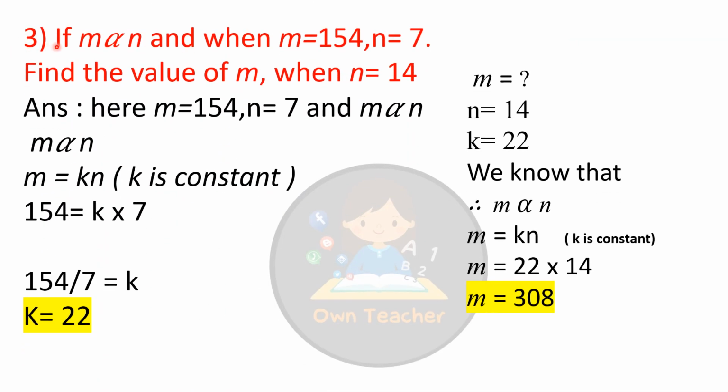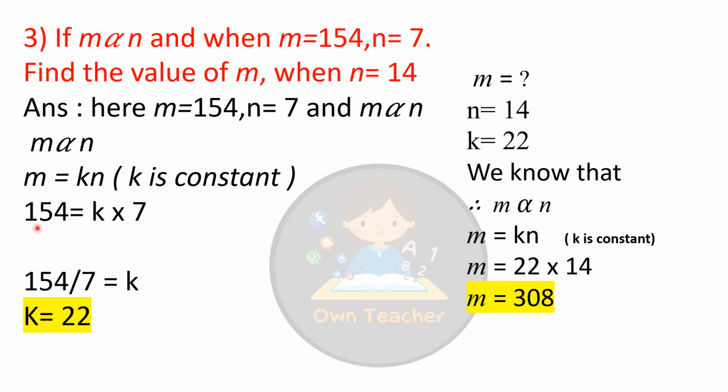Question 3. If m is directly proportional to n and when m is equal to 154, then n is equal to 7. Find the value of m when n is equal to 14. So first here we will find out the value of k, that is constant. So m is equal to 154, then n is equal to 7 and m is directly proportional to n. m is equal to kn. k is constant. So we will put here the value of m and n.